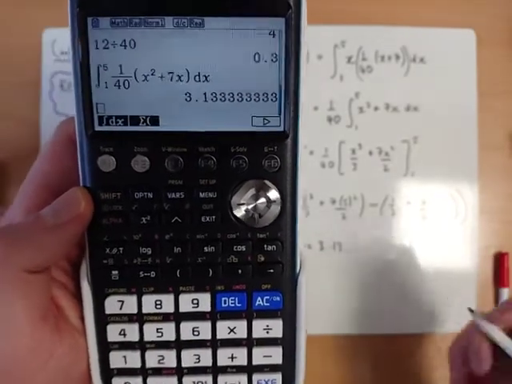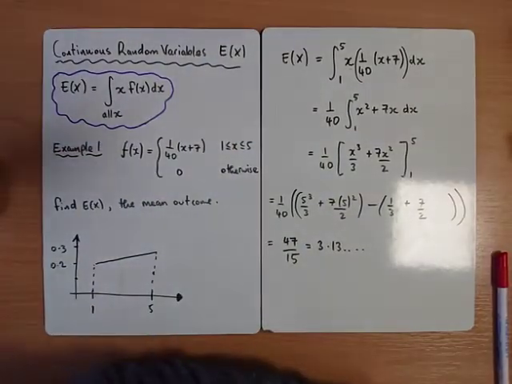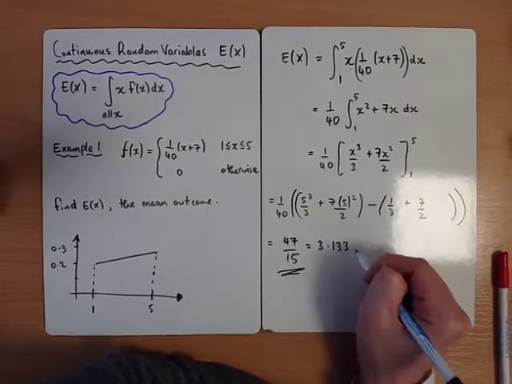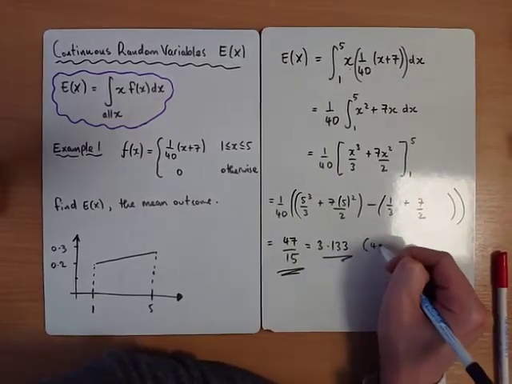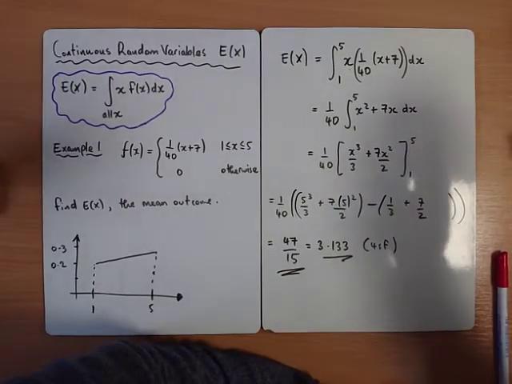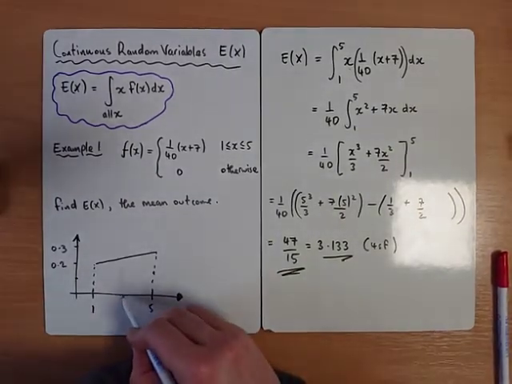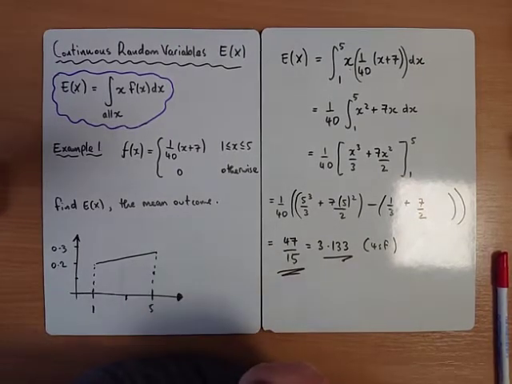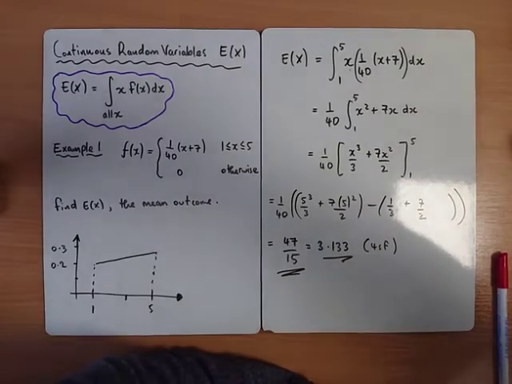Which is 3.13... Obviously, it's better to leave it as an exact fraction. If you are going to write it as a decimal, I would always use at least 4 significant figures. And again, does that seem like a sensible answer? The average outcome, we know it's going to be somewhere in between 1 and 5. So it looks good to me.